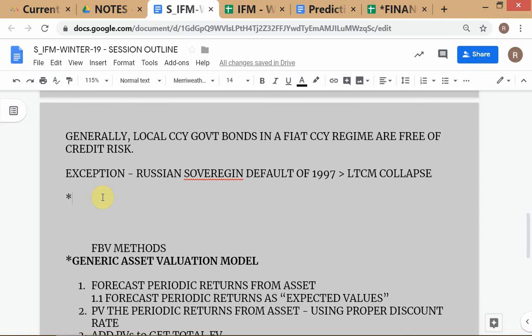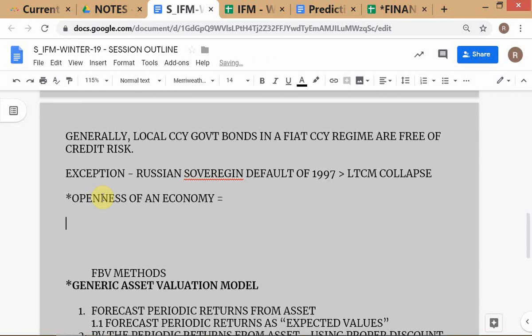What are we discussing? Open economy. How do you discuss the openness of an economy? Openness of an economy equals, you didn't know this measure, I guess, exports plus imports divided by what? Use your common sense.